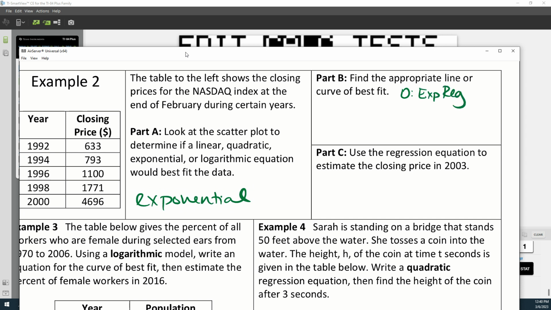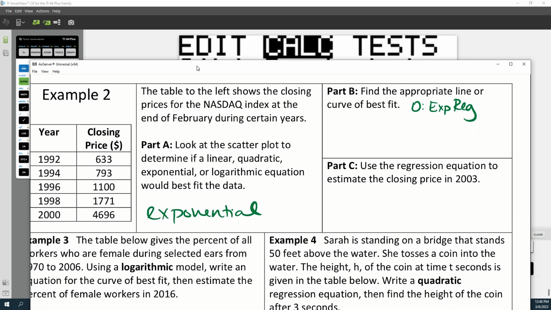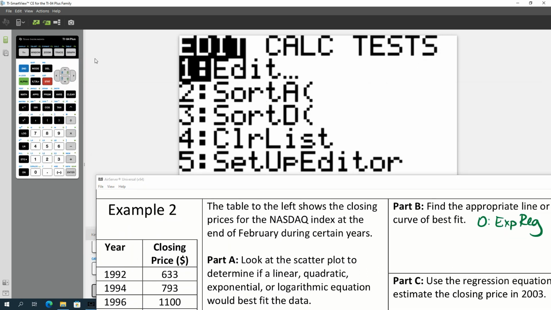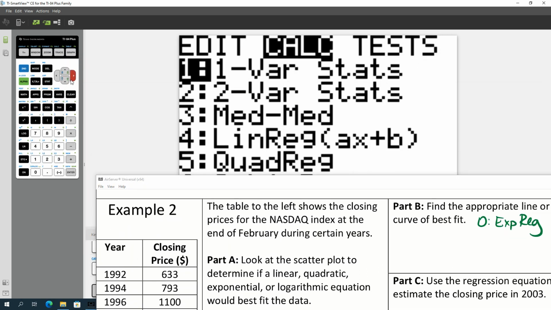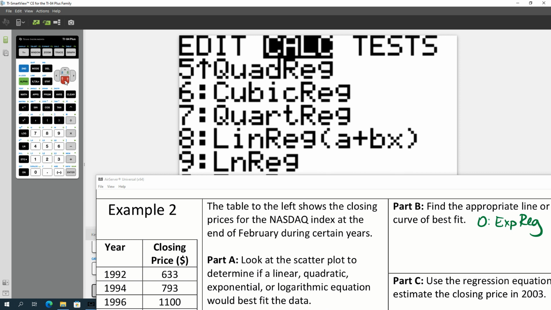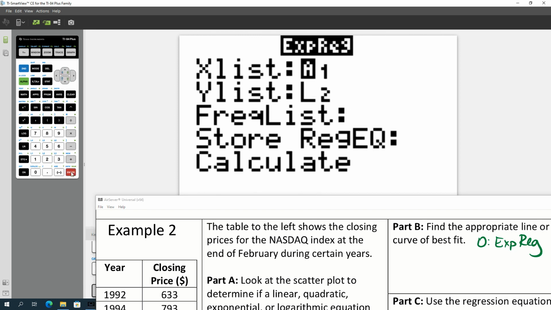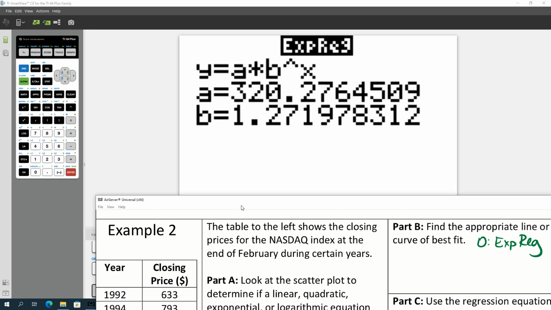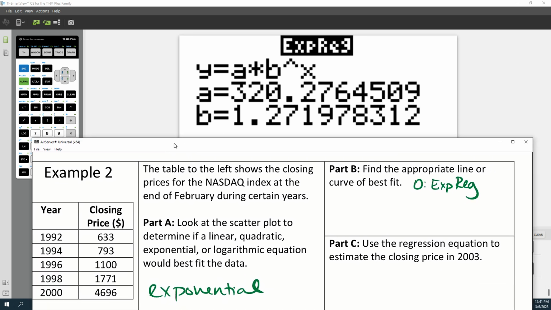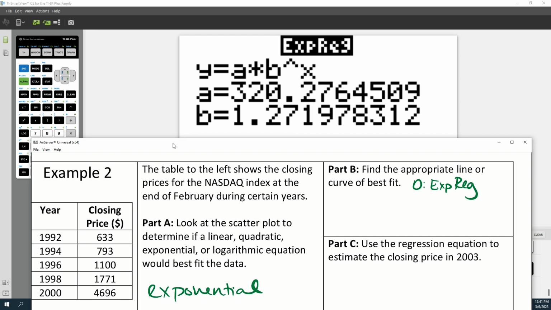What do we do to get that? So you hit Stat, and you go over to Calc, and then we're going to scroll to exponential regression, which is 0. Okay, and then we'll hit enter a whole bunch of times. And then it shows you the model, and then it tells you what to put in for A and what to put in for B.